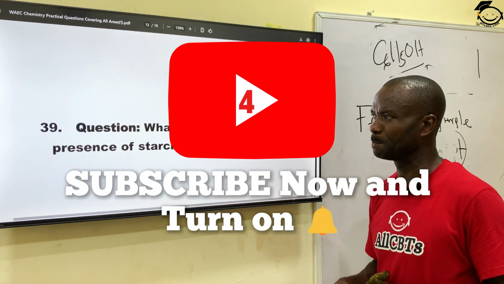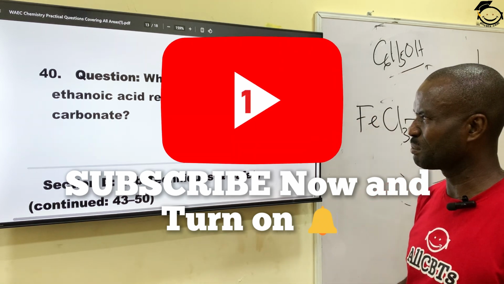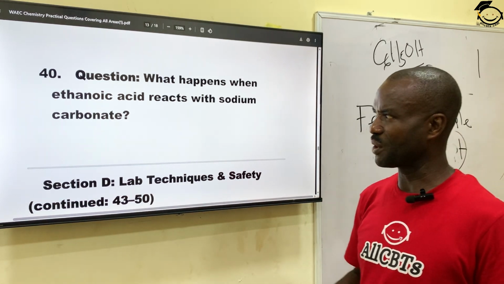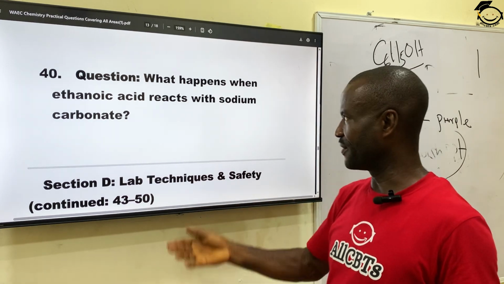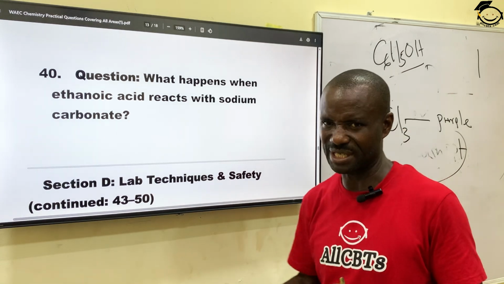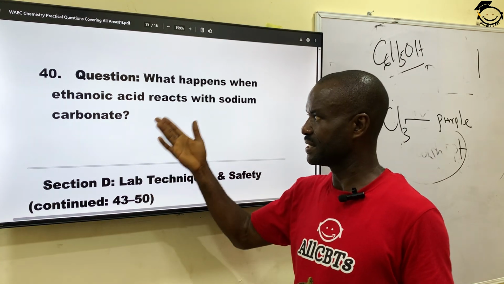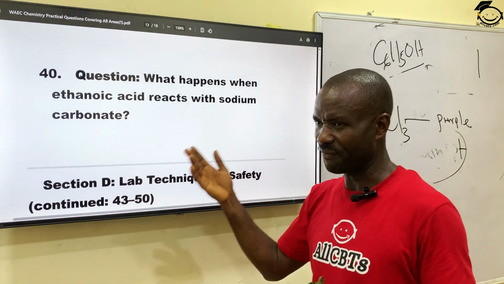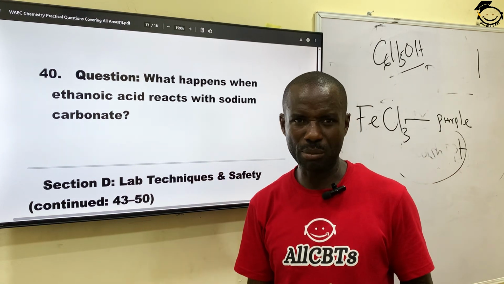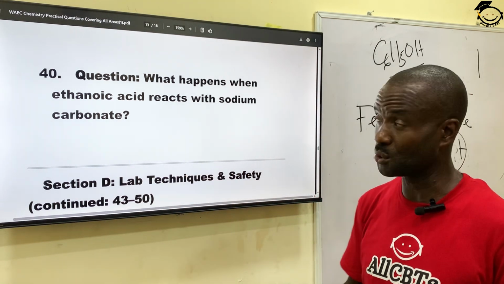Question 40. What happens when ethanoic acid reacts with sodium carbonate? It's like a neutralization reaction where you have an organic acid reacting with a carbonate. Of course, an effervescence of gas, which is carbon dioxide, will be evolved, telling you that this reaction requires a carbonate. So effervescence means a colorless gas, and this gas can be confirmed by bubbling it into lime water, which turns milky, confirming the presence of CO2.